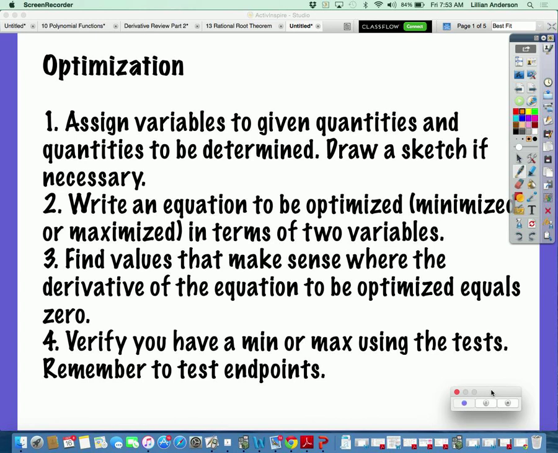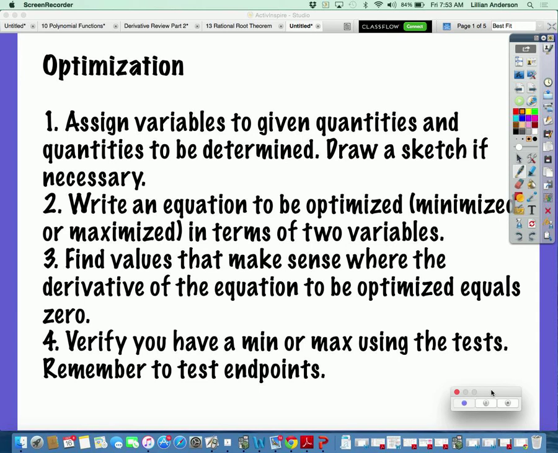About optimization. The thing about optimization is these are your application problems that deal with derivatives. A couple of key things when you're dealing with optimization problems: usually they want you to maximize the area, minimize the cost, and so on and so forth.